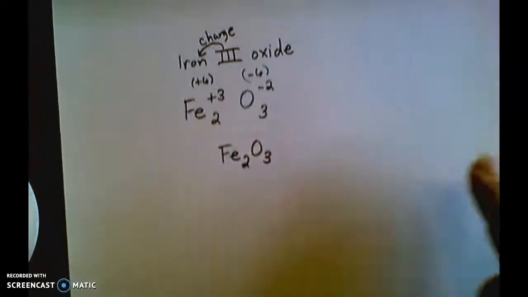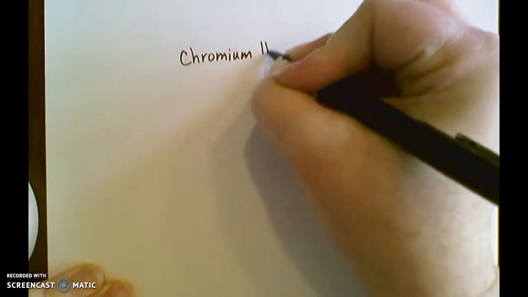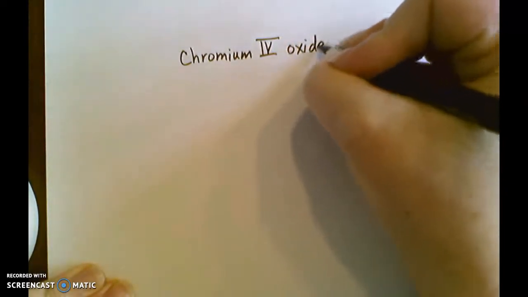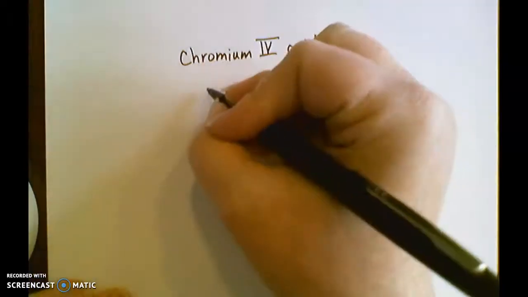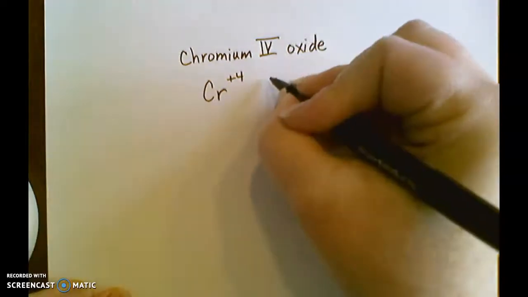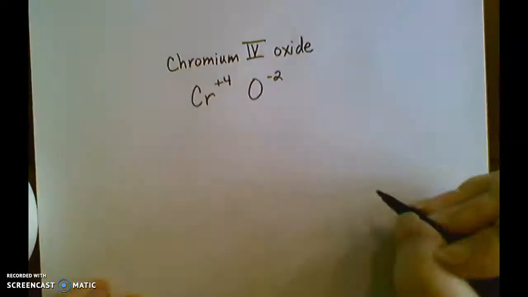I told you that this method, the crossing over, sometimes will give you a little bit of trouble. The only time you're going to run into trouble again is if it's not reduced down to its lowest terms. So let's say I've got something like chromium, Roman numeral 4, and let's do oxide again. So my 2 ions here are the chromium ion with a +4 charge. Chromium is Cr. The oxide ion, just like we did in the previous example here, has a -2 charge. I get that from the chart.